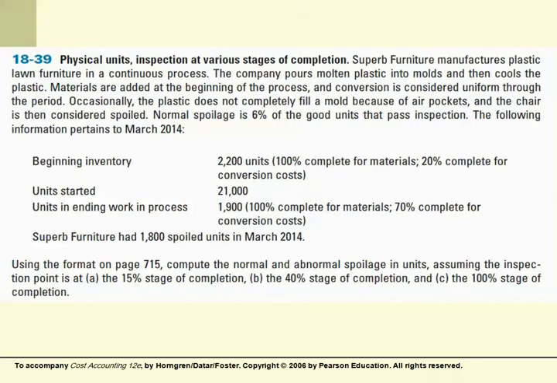Physical units, inspection at various stages of completion. Superb Furniture manufactures plastic lawn furniture in a continuous process. The company pours molten plastic into molds and then cools the plastic. Materials are added at the beginning of the process, and conversion is considered uniform through the period.